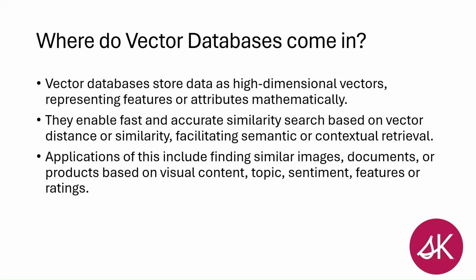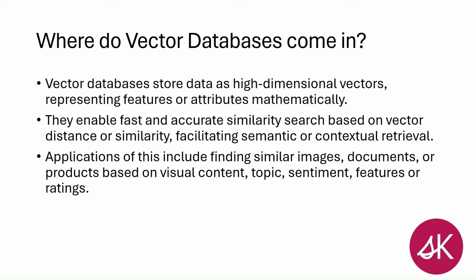Now, where do vector databases come in? A vector database is a type of database that stores data as high-dimensional vectors, which are mathematical representations of features or attributes. Each vector has a certain number of dimensions, which can range from tens to thousands, depending on the complexity and granularity of the data. The vectors are usually generated by applying some kind of transformation or function to the raw data, which could be text, images, audio, video, and etc.